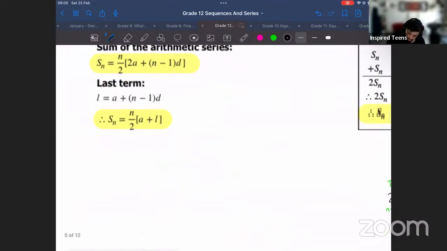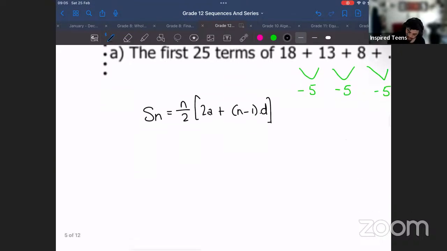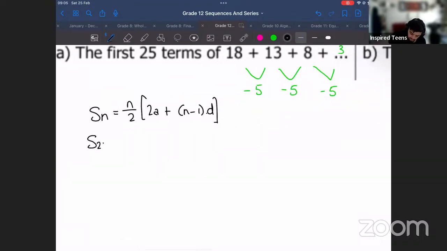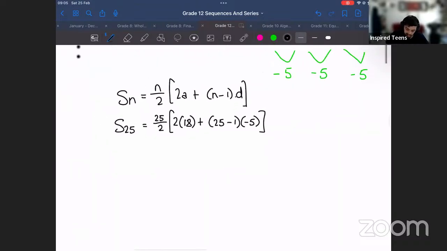N over 2 into 2a plus n minus 1 times d. N over 2, this is given in the formula sheet, 2a plus n minus 1 times that difference. So I want to calculate S25. Why? Because they tell me to calculate the sum of the first 25 terms. So 25 is the number of terms. My first term is 18, so I sub it in there. N minus 1, n is 25 because I'm calculating for 25 terms. My difference, please do not forget the negative, is minus 5.